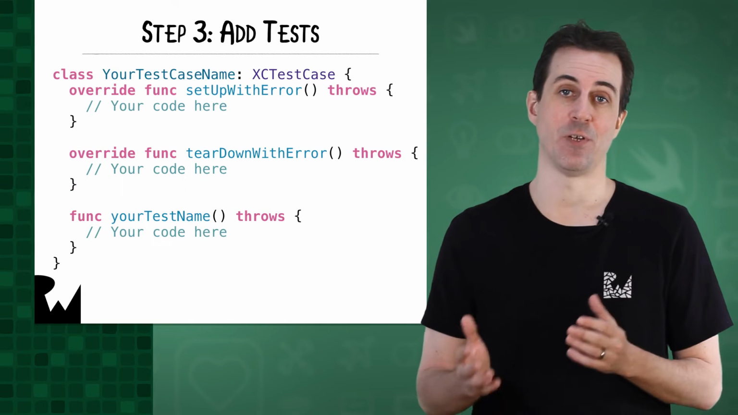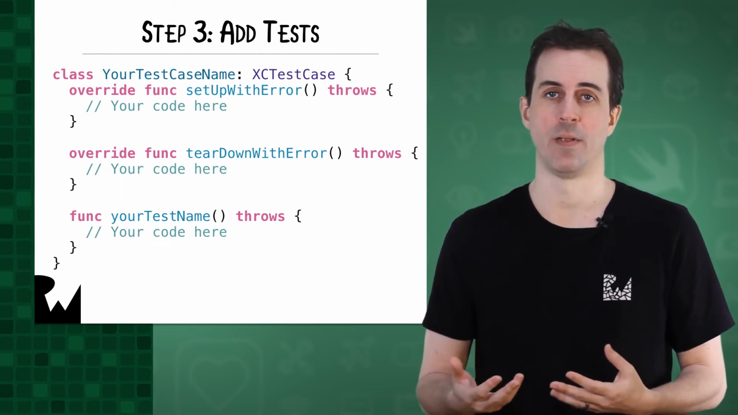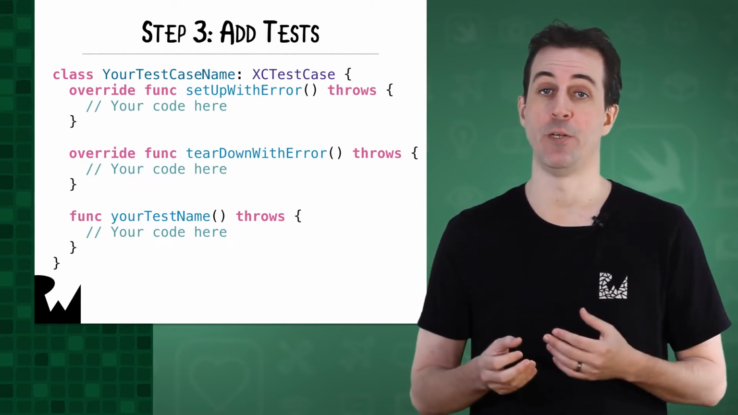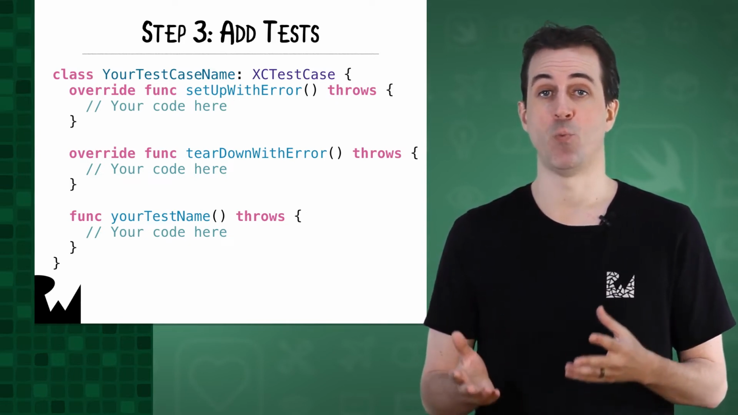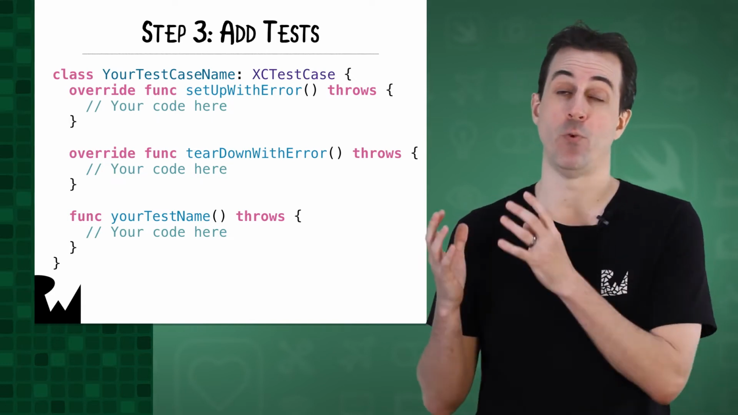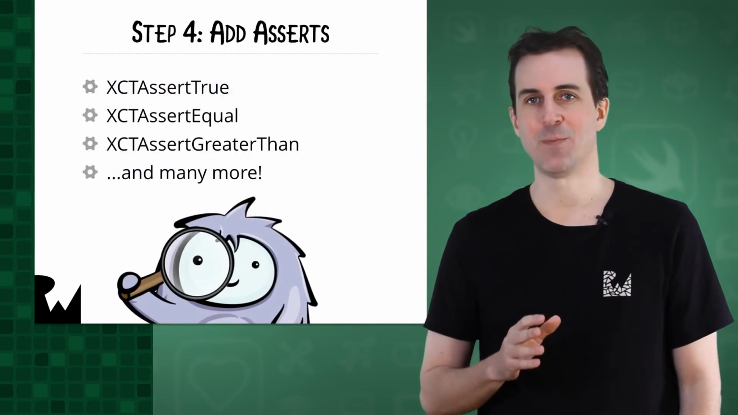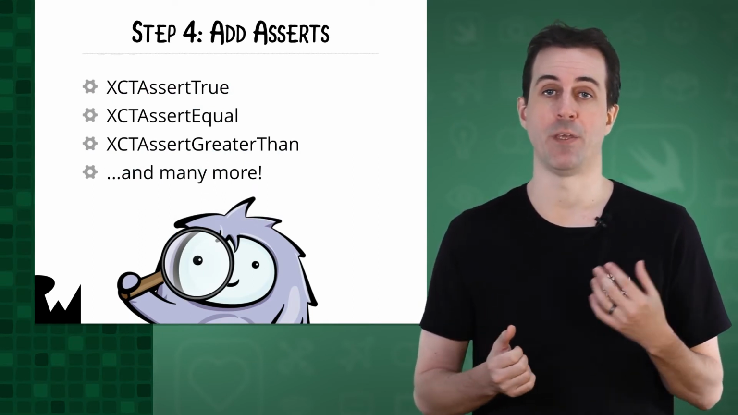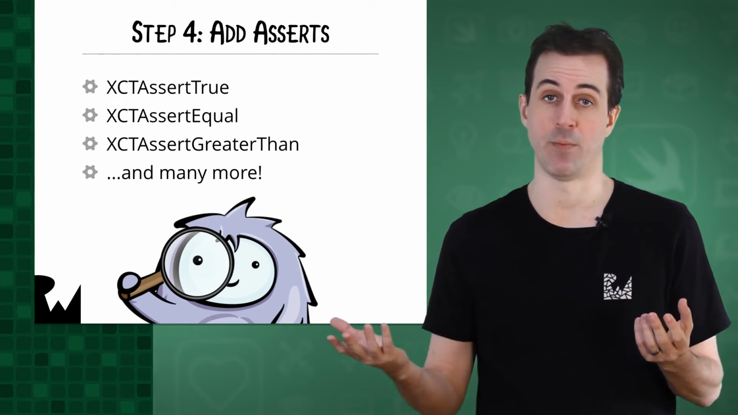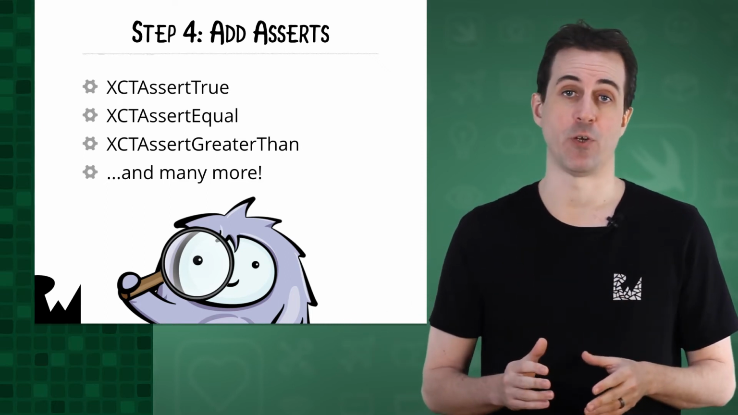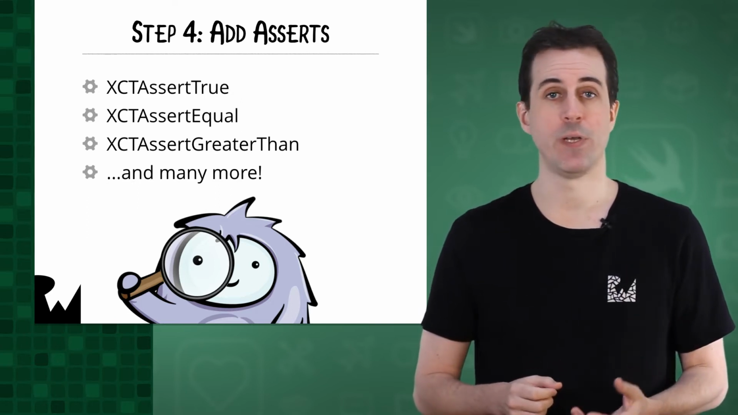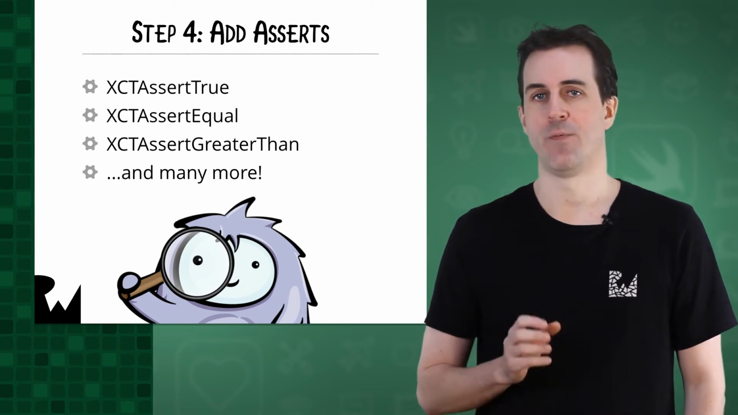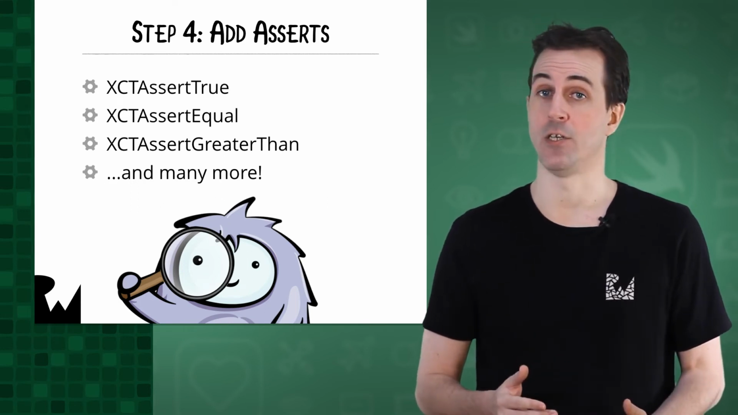Finally, you add a method into your test case for every test that you want to run. You can put any code you want into these tests, but at some point you should call some special built-in functions that Apple has provided to test whether what actually happened matches what you expect to happen. These special built-in functions are called asserts, and these are functions you can call to test if something you expect to work in a certain way actually does in practice. There are many different types of asserts like XCTAssertTrue, XCTAssertEqual, XCTAssertGreaterThan, and so on. For this episode, we're going to just use XCTAssertEqual.